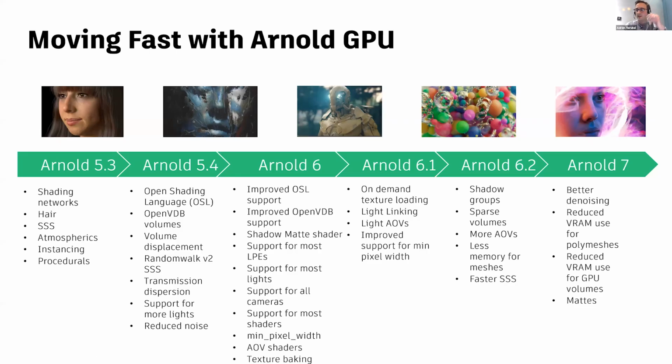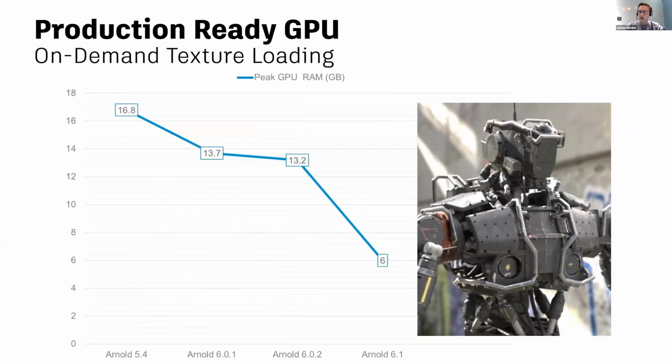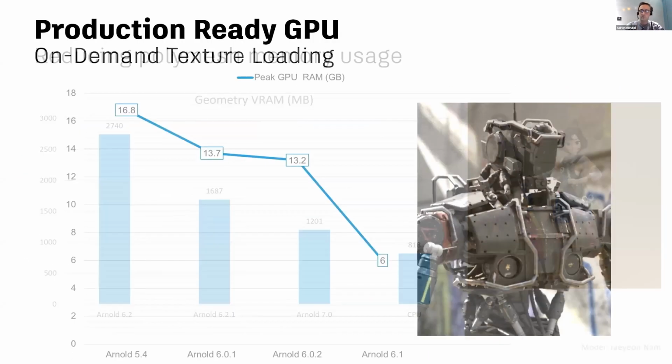So we continuously release new versions of Arnold, and we added new features to the GPU renderer in every update. Arnold GPU came a long way in the past few years, and we've been closing the gap and getting it closer to feature parity with CPU rendering. In addition to adding support for more and more features, we also worked a lot on fixing bugs and improving performance. And I'll go more into detail on how we've improved performance and scalability in Arnold GPU.